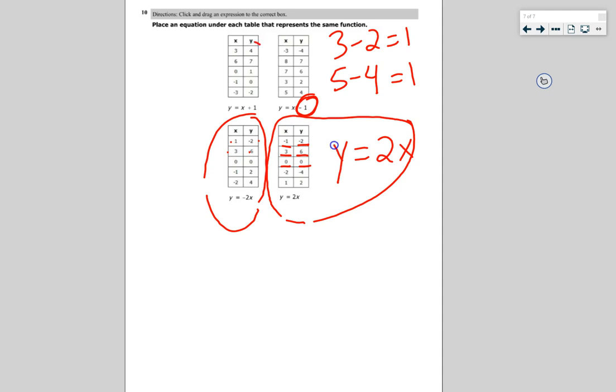So you see how these are going up by 1? You're adding 1. You can see that. So you guys just need to, don't be so afraid of the tables. They're not complicated. You just look at the rules and see what's happening to x to get y.